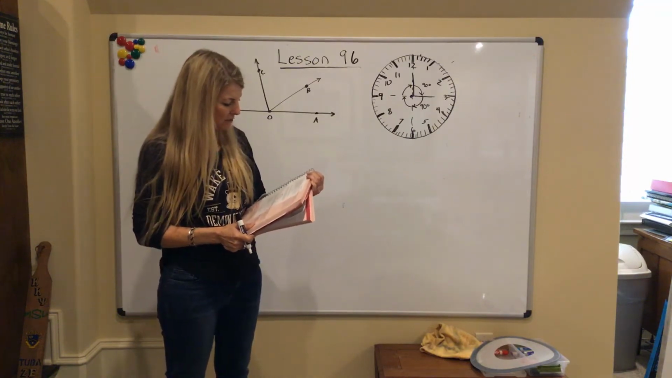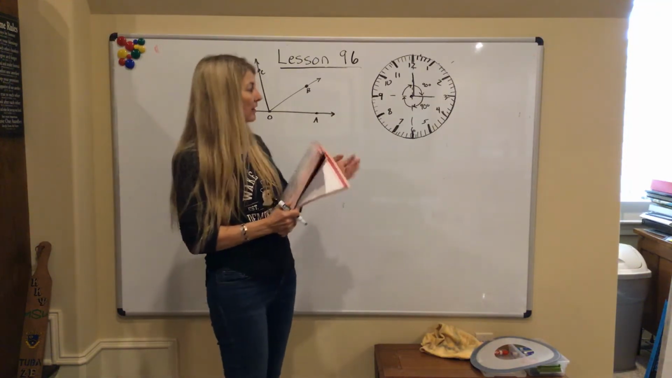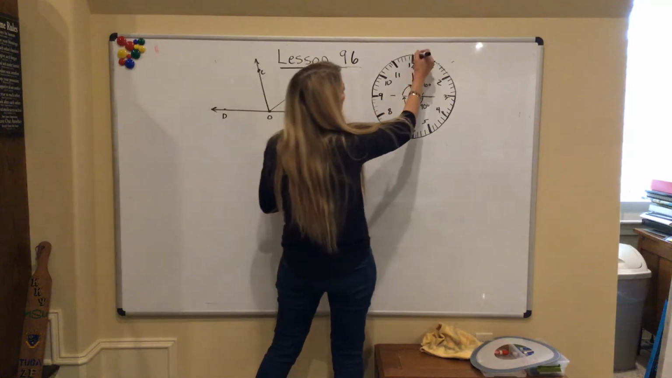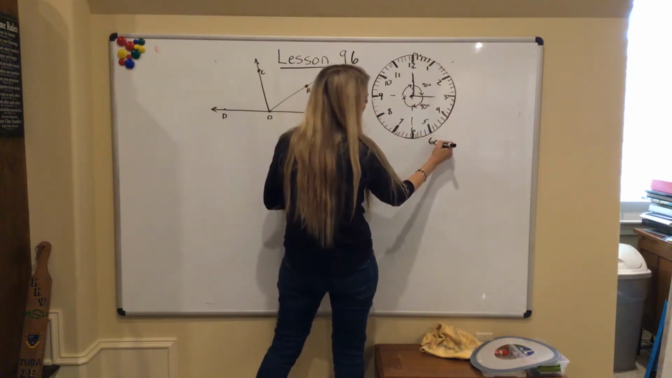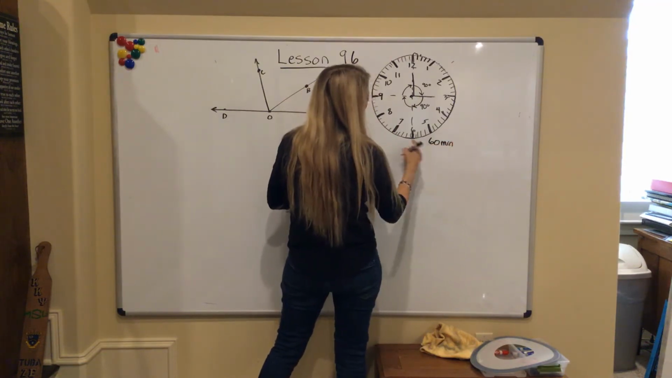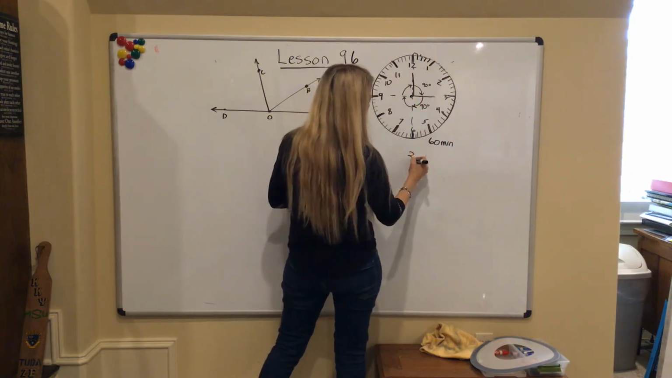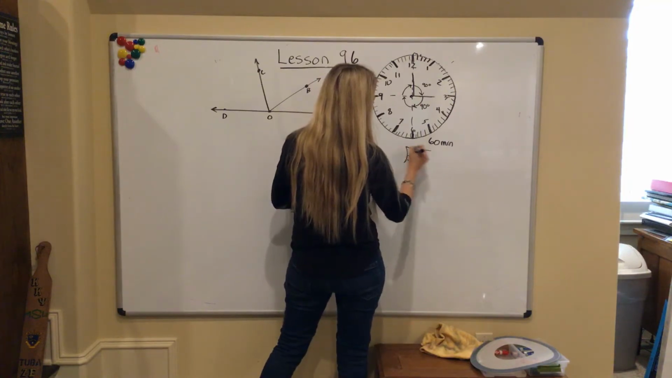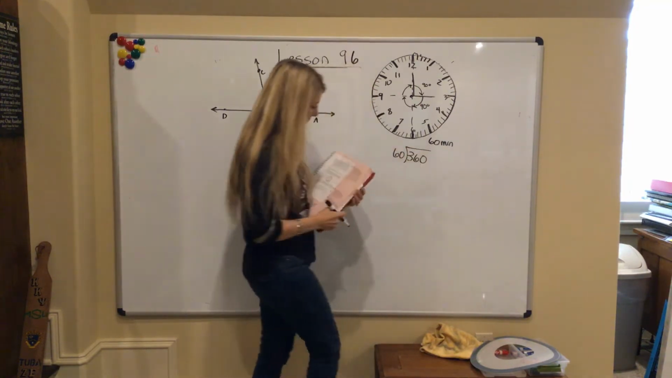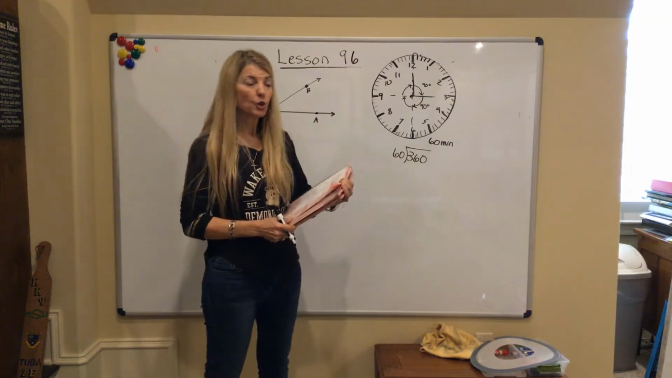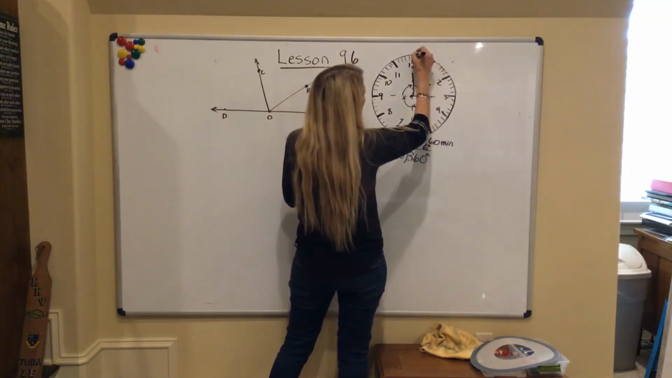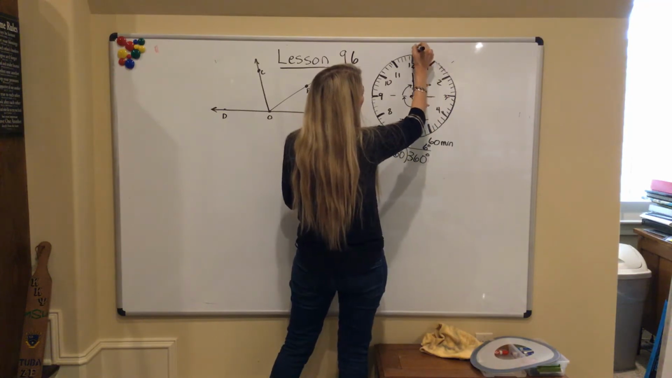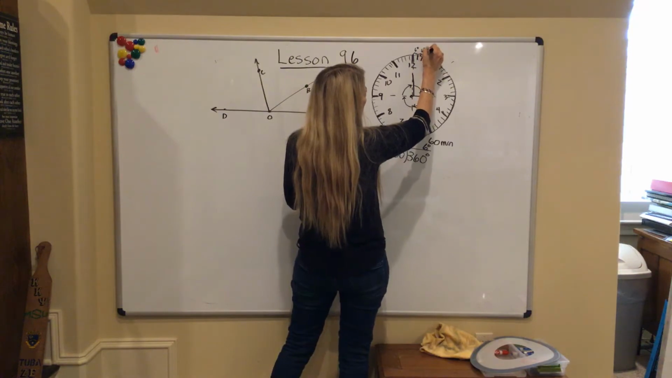So from the minute mark to the next on the face of a clock, how many minutes do we have going all the way around? We have 60 minutes. If we divide 360 by 60 minutes, we get 6 degrees. So 360 degrees would divide into 6 degrees. That means each little tick mark on a clock would be about 6 degrees.